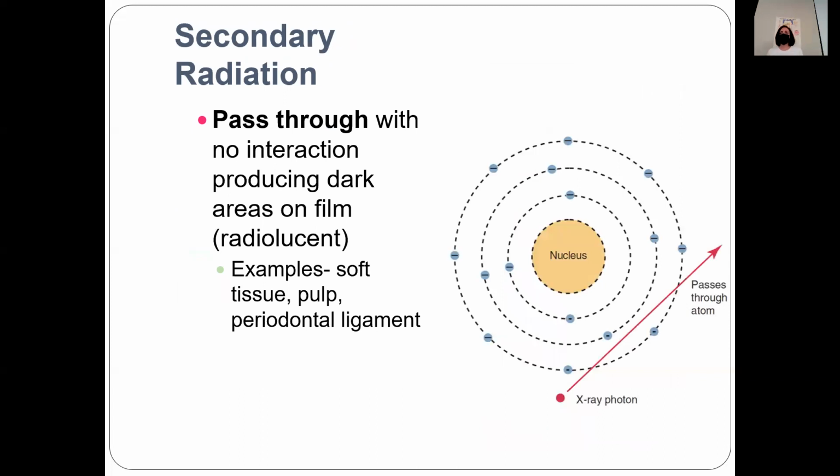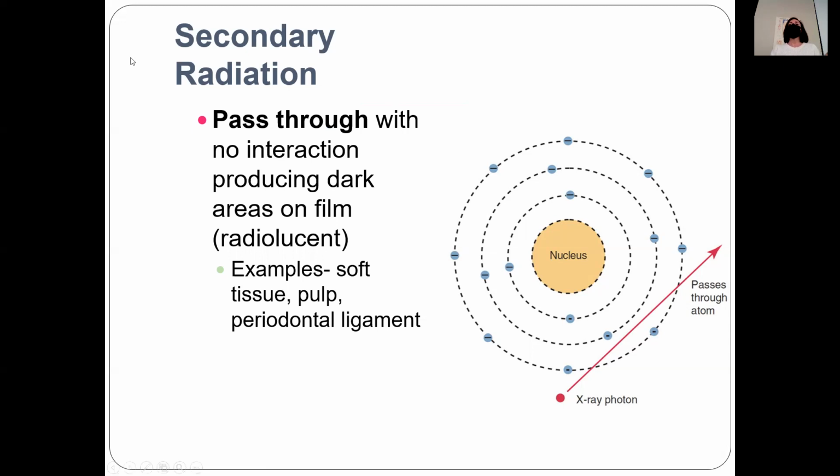So secondary radiation that passes through with no interaction produces a dark area on the film. This is called, we talked about these terms a little bit already, radiolucent. I think of translucent. It's dark on your X-ray, it shows up dark. I don't know why translucent helps me think of that, but I think it's more because of the other one, radiopaque. Opaque is white, and that leads me directly to white, and then the opposite is black. So that's how I've remembered it.